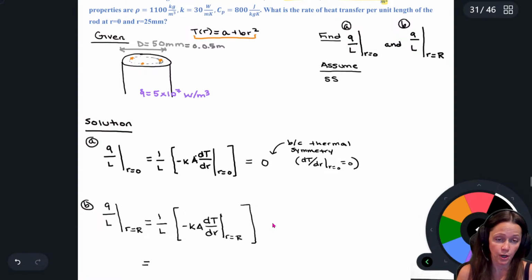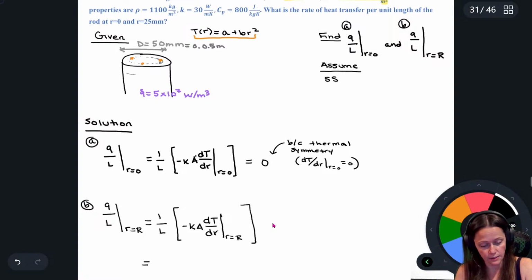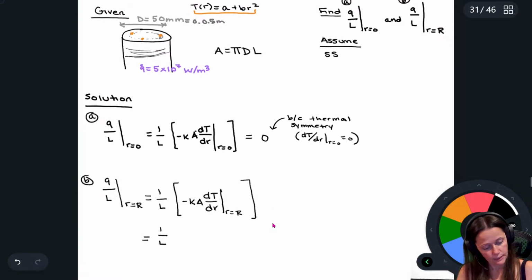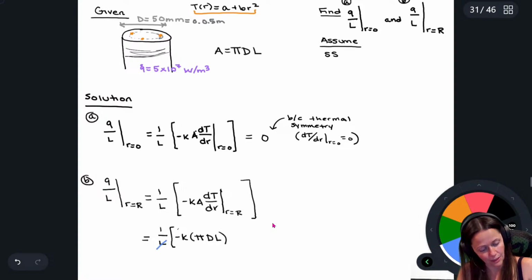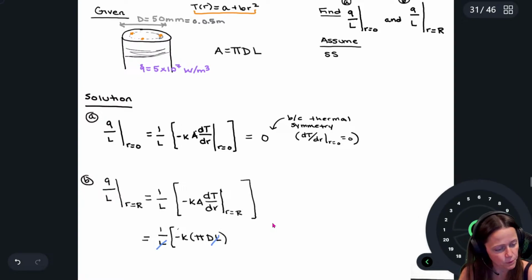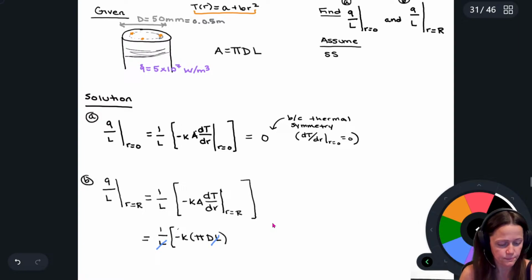All right, so a couple of things. The area that I'm looking at is going to be the area on the outside of this thing, right? So the area is going to be the perimeter, pi d, times the length. All right, so I have 1 over L times negative K times the area, so pi d L. So look at that, it didn't even matter that I didn't know the length. If we were worried about that, it wouldn't even matter.